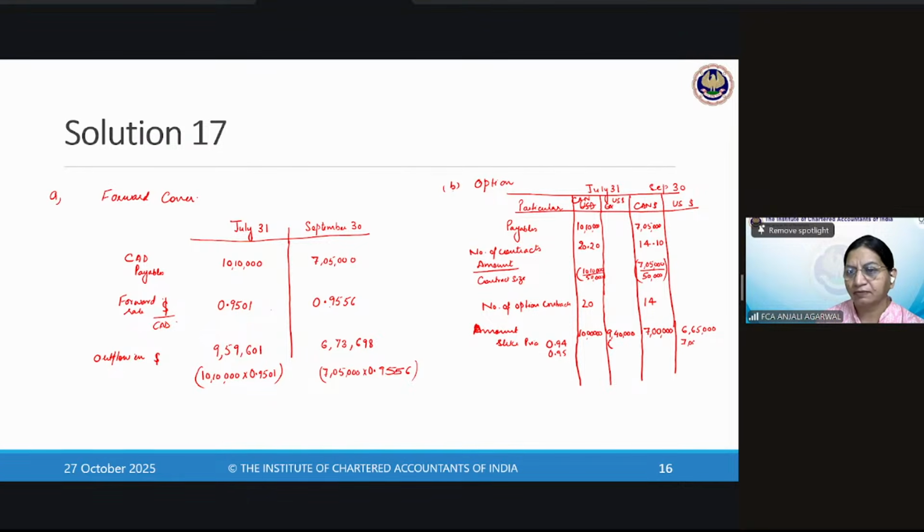So 7 lakh multiplied by 0.95, and 10 lakh multiplied by 0.94 strike. Okay. However, you will also be paying an option premium, right? How much was the option premium?